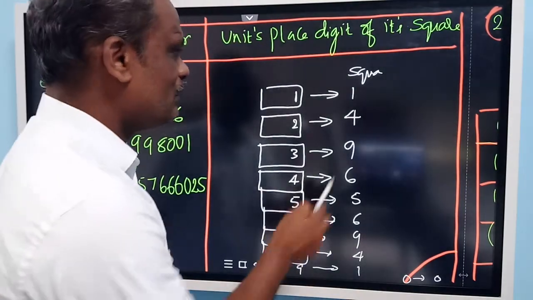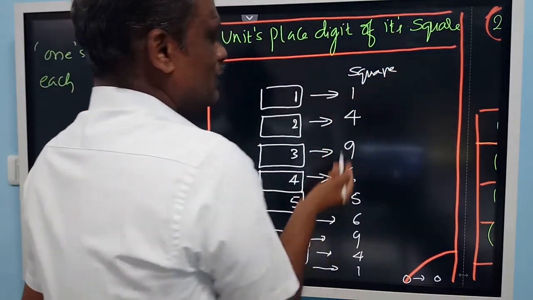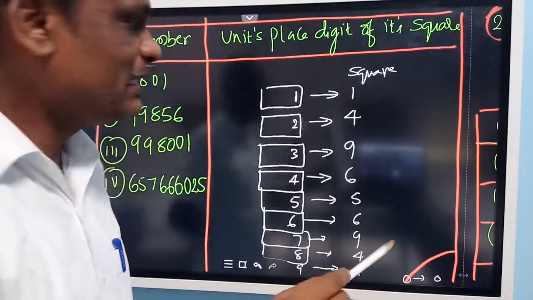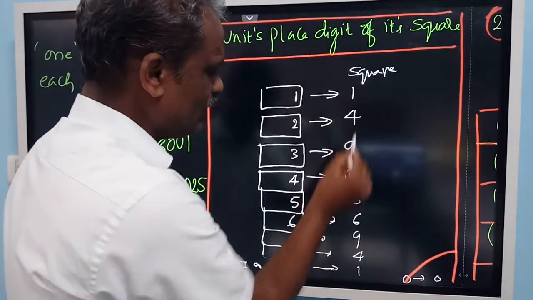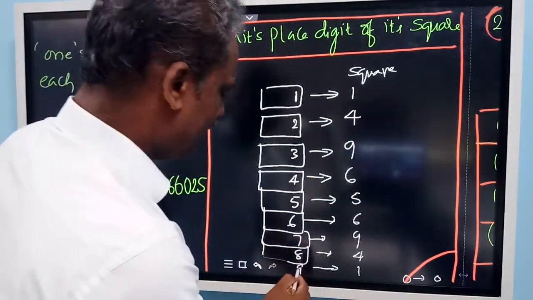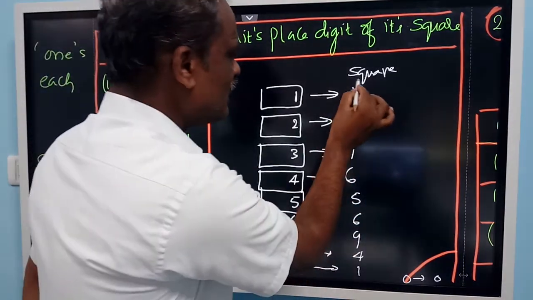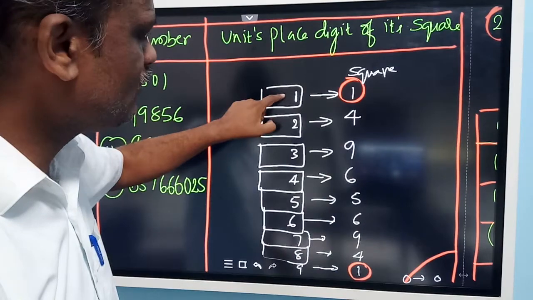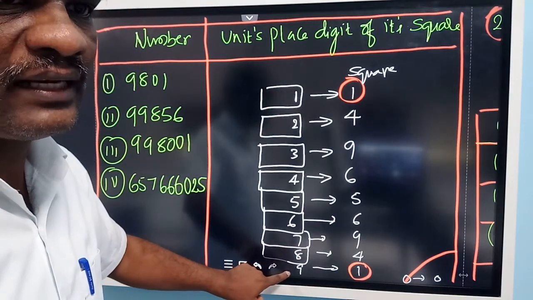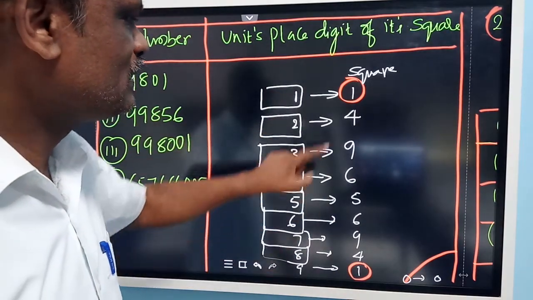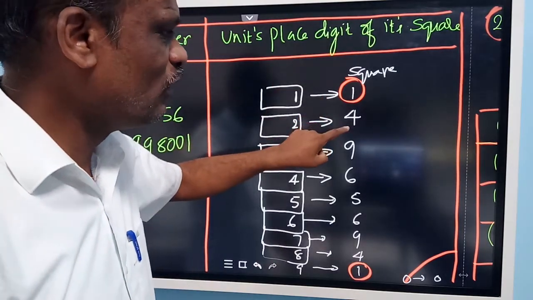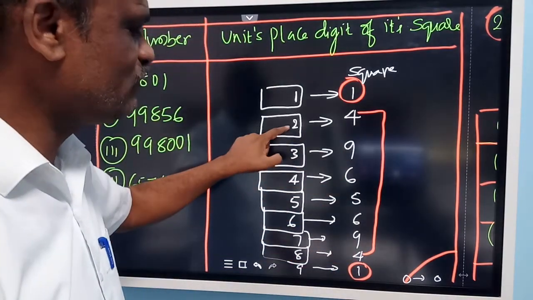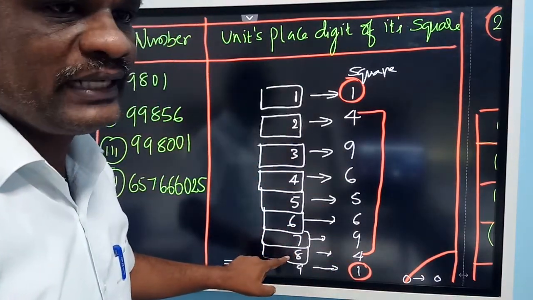Now look at this. This is a square number. If a square number ends with a digit 1, its square root must be either 9 or 1. So look at this. We have 1 here in the square numbers. Then its square root must be either 1 or 9. Okay, suppose a square number ends with 4, then its square root either ends with 2 or ends with 8.